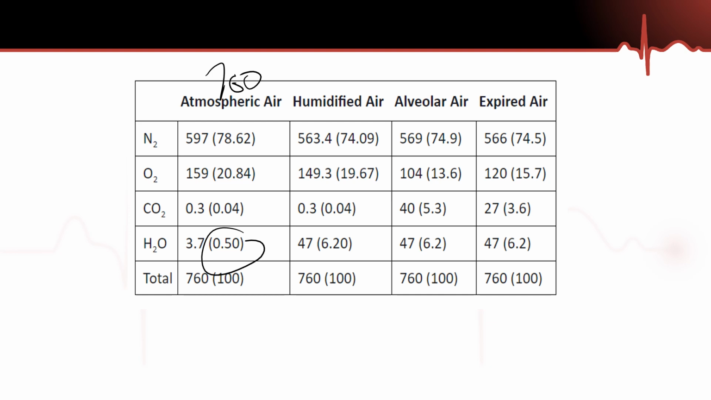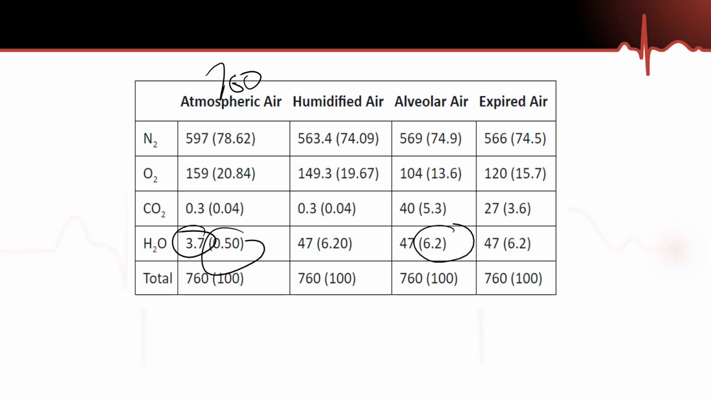So water vapor's partial pressure is 3.7 millimeters of mercury. That's within the air in the atmosphere at sea level. That's water vapor's partial contribution to the total air pressure of 760 because it makes up 0.5% of all the gases within the air.